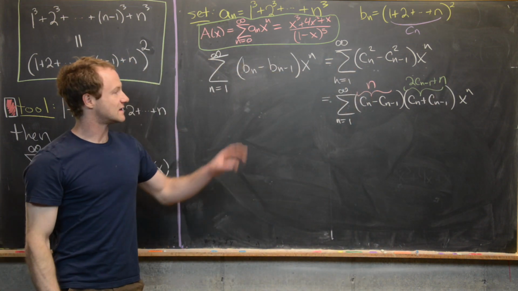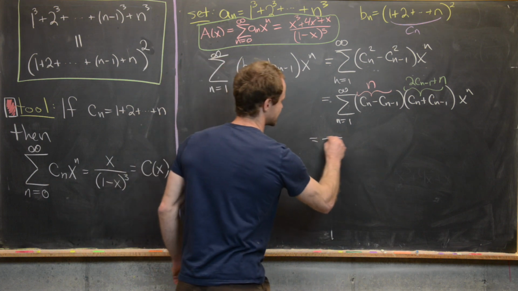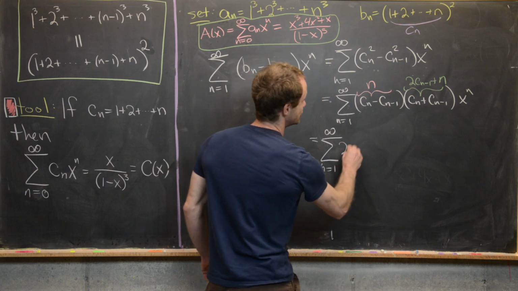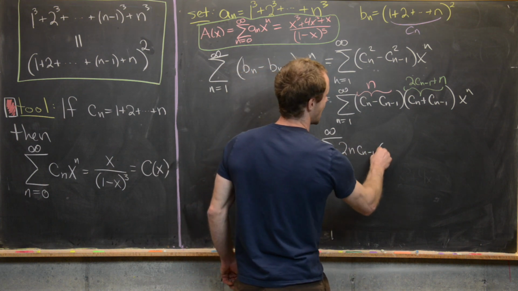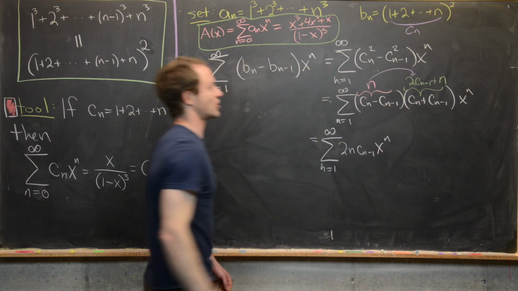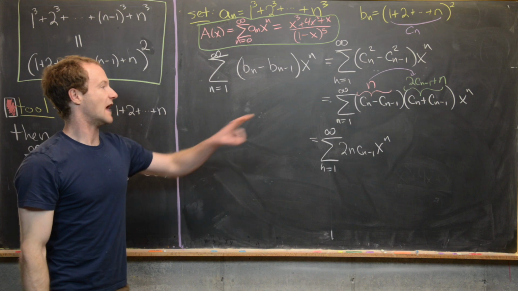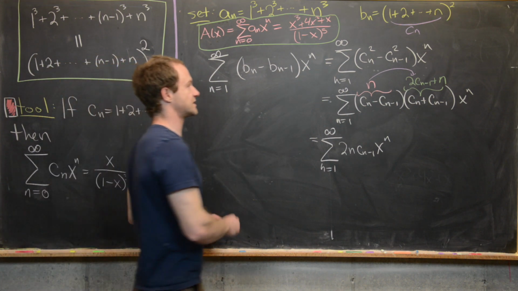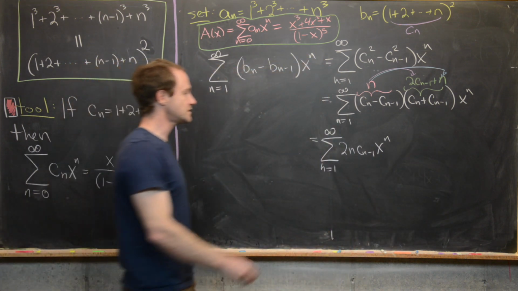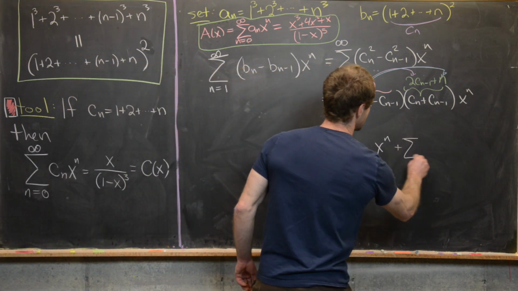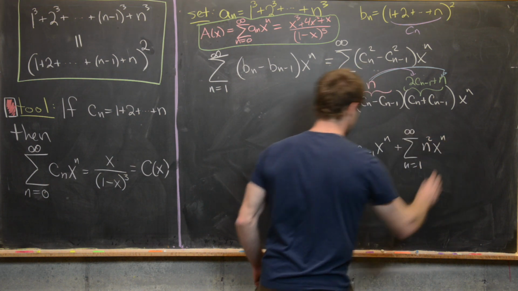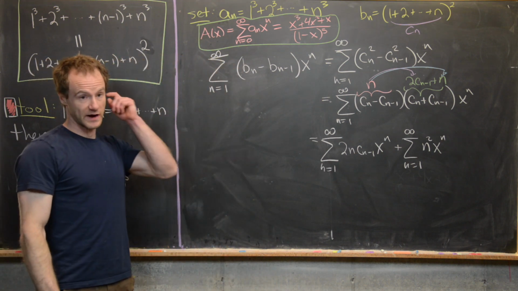Great. So now let's see what we can do with that. That's going to give us here the sum n goes from 1 to infinity of 2 times n times c_(n-1) x^n. So that is from this n times this first term. Okay, good. And then I'll go ahead and write the other bit in another sum. In other words, this n times the second term, I'll put in another sum. So that's going to give me plus the sum n goes from 1 to infinity of n squared times x^n. Okay, great.